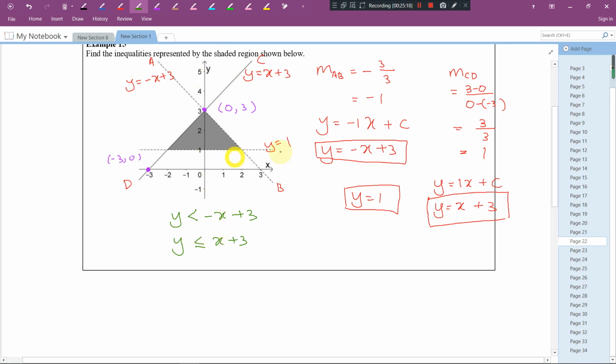Let's go to the last one, y equals 1. The shaded region is above this straight line, and this straight line is a dashed, dotted line. So I have to use this symbol, greater than. So this is the way we find the inequalities represented by the shaded region.